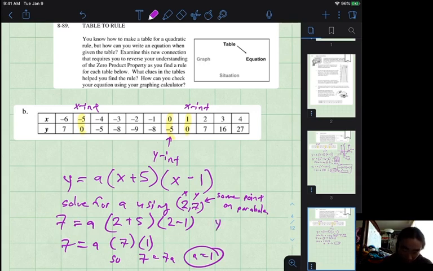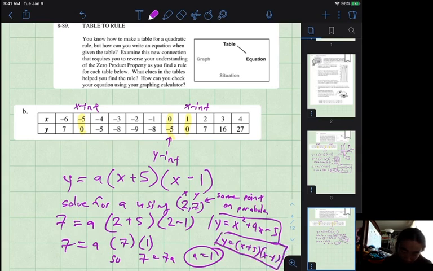And at this point we can factor it, we can expand it: x squared plus 4x minus 5. And then in factored form, y equals x plus 5, x minus 1. Cool.